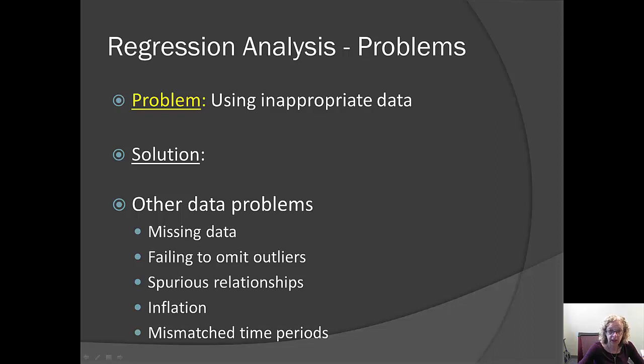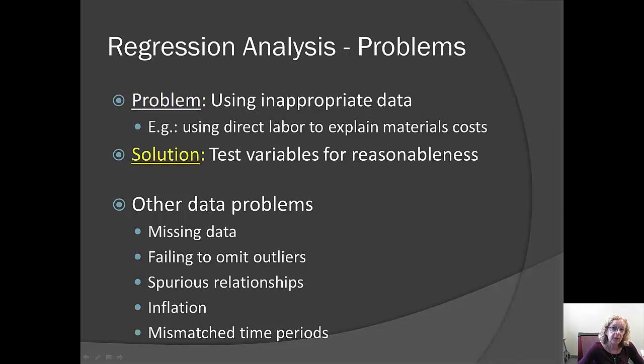Another problem in regression analysis is using inappropriate data. Regression will tell you a relationship, but it may not be a relationship that makes sense. For example, supposing we use direct labor hours to try to predict materials costs. There is no reason to think that there is a relationship there, so any regression equation that we create may have numerical answers, but they won't be useful to us.